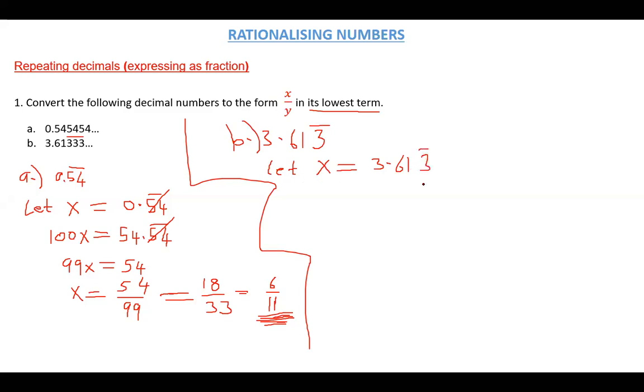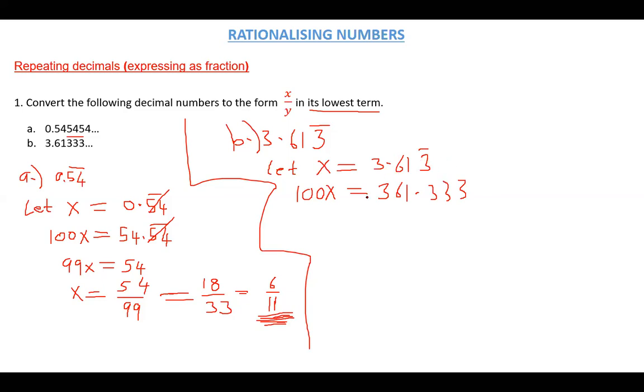The first step, I said, is to move the point closer to the repeating numbers. So I'll move the point closer to the repeating numbers. How many steps is this point going to move? 1, 2. It's going to move two steps. So I'm going to add 2 zeros to a 1 this side, and then x is equal to 361.3, with the 3 repeating.